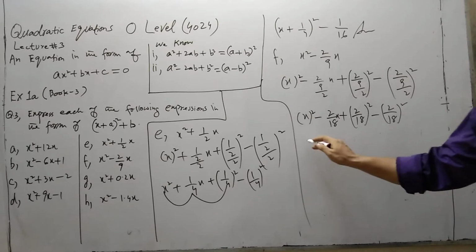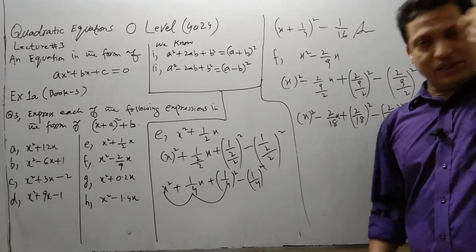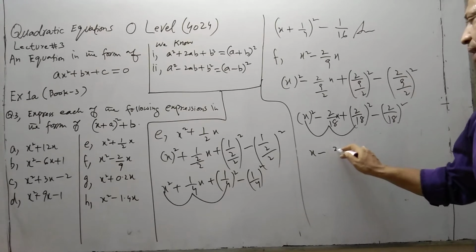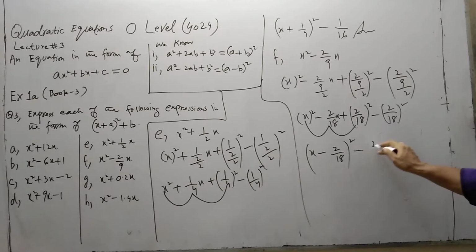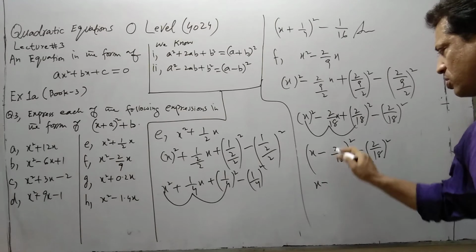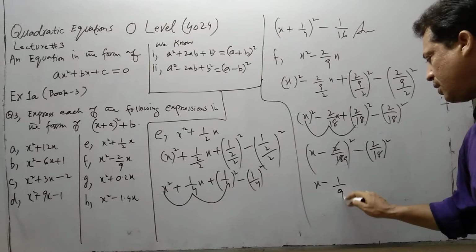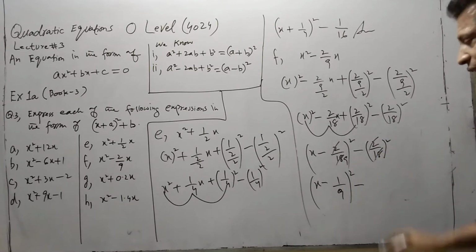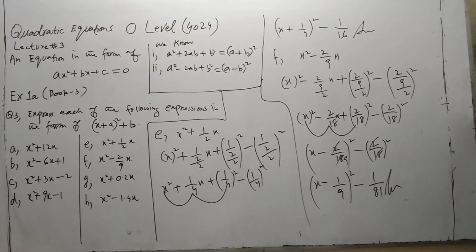Before we move forward, you can also write the direct answer. For example, this a square minus 2ab plus b square is a minus b whole square minus 2 upon 18 whole square. One step still remains because these 2 and 18 are cancelled. So 2 ones are 2, 2 nines are 18, so 1 upon 9 whole square minus 2 upon 18 is 1 upon 9. 1 upon 9 square is 1 square is 1, 9 square is 81. This is your answer. I hope you understand.